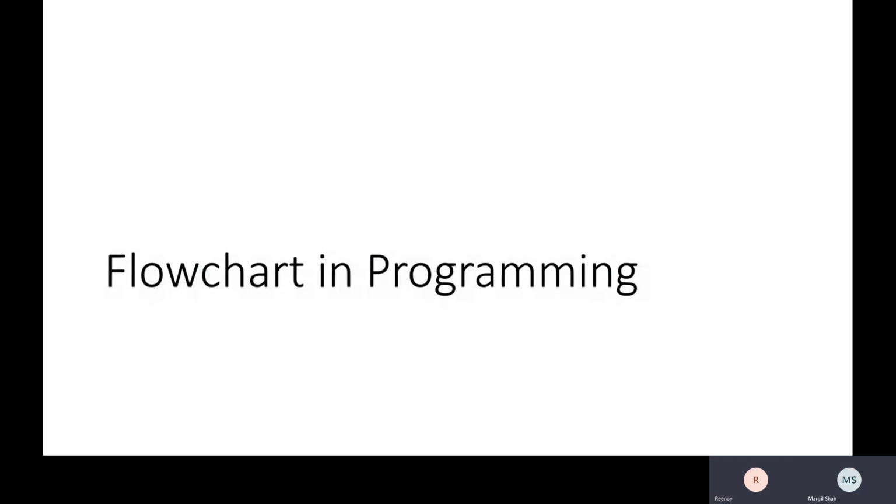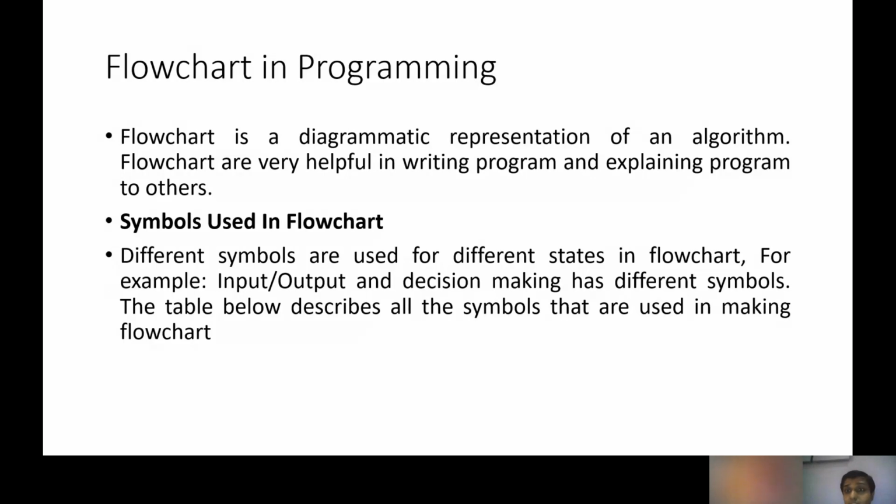Okay, so flowchart in programming. A flowchart is a diagrammatic representation of an algorithm. Flowcharts are very helpful in writing a program and explaining a program to others. Different symbols are used for different states in a flowchart. For example, input or output and decision making have different symbols. The table below describes all the symbols that are used in making a flowchart, right?